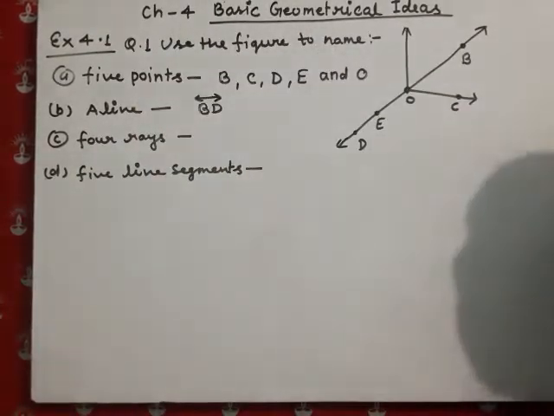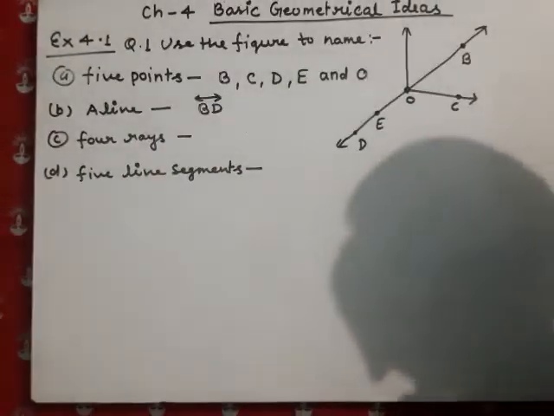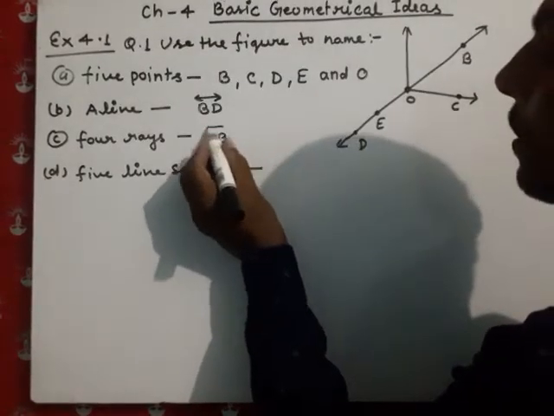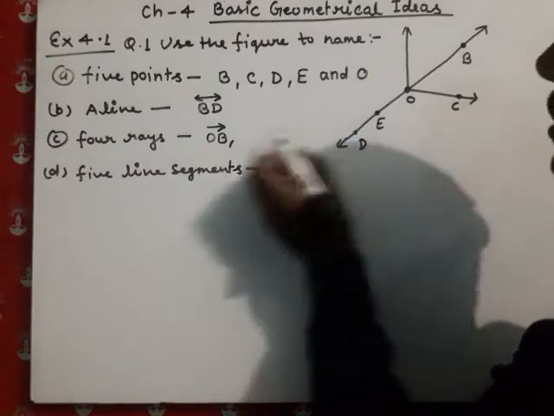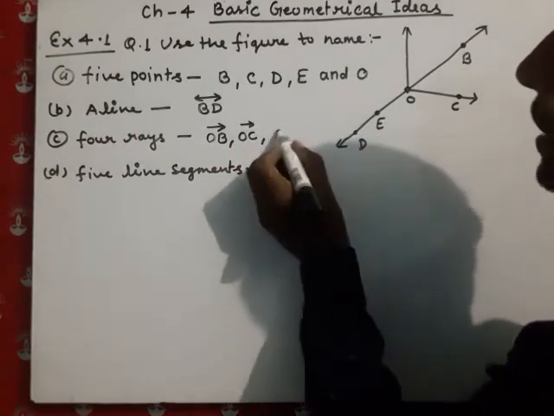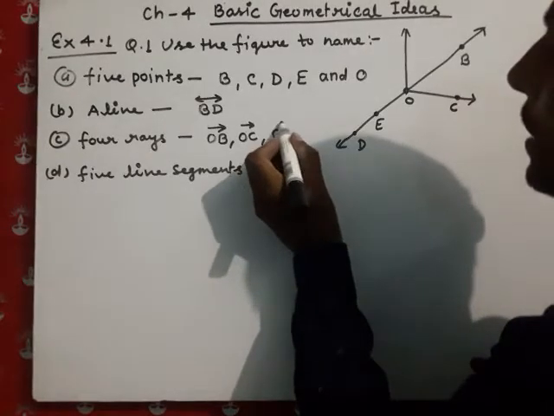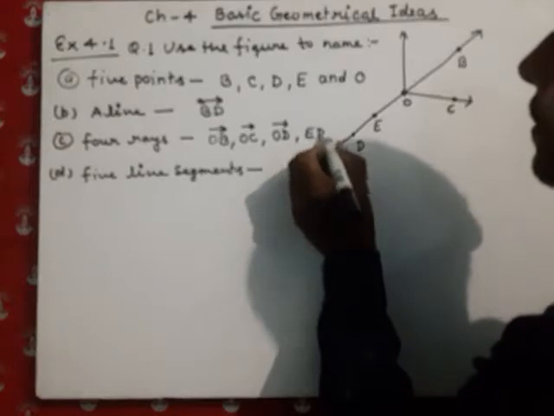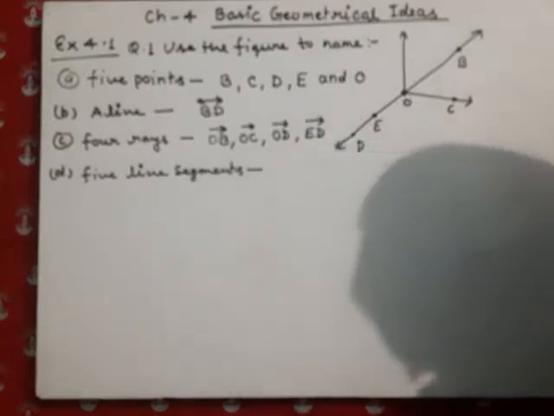Here the question is saying that we have to write down the names of the 4 rays. So here we are taking 4 rays: OB, this becomes a ray, OC, then OD, then ED. These are the names of the rays.